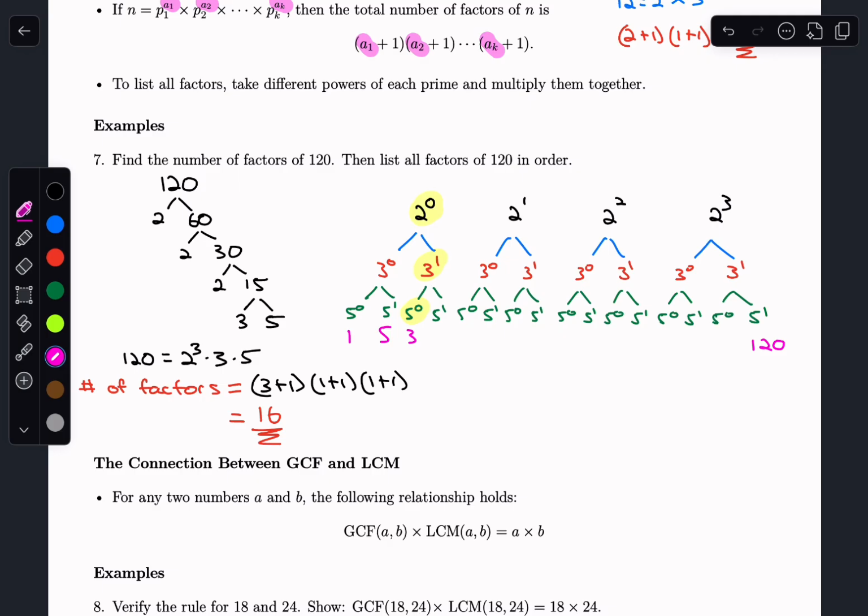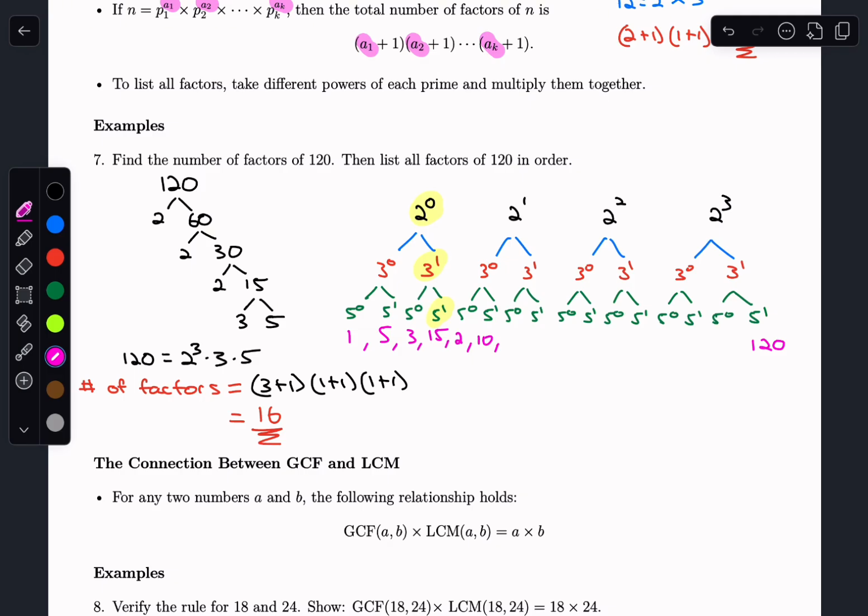Okay. If we go one spot to the side, I'm going to have 2 to the power 0 times 3 to the power 1 times 5 to the power 1. That works out to just be 3 times 5, which is 15. And I'm going to throw some commas in here just in case it gets a little crowded. Now we're just going to go through each branch the rest of the way. So after the 15, I have 2 to the 1 times 3 to the 0 times 5 to the 0. That's just 2. Then I have 2 to the 1 times 3 to the 0 times 5 to the 1.